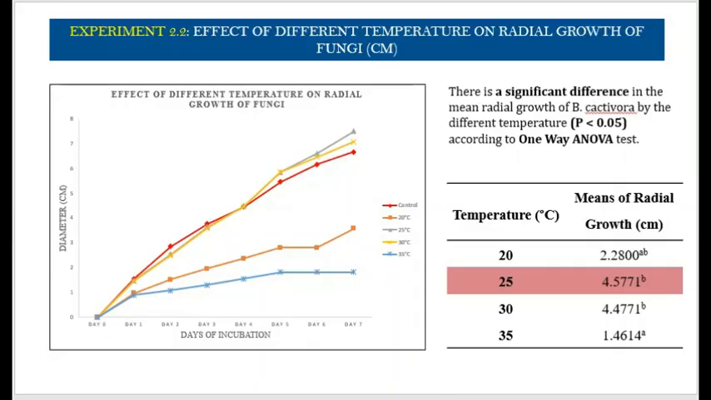Next, the effect of different temperatures on the radial growth of the fungi in centimeters. There is a significant difference with a p-value lower than 0.05. So from the result, we can conclude that the best temperature for Bipolaris cactivora to grow at maximum rate is 25 degrees Celsius, followed by 30 degrees Celsius. This result is aligned with research from 2015.